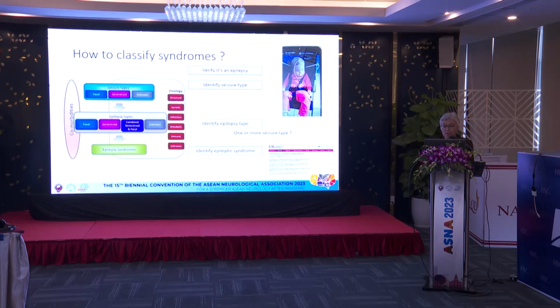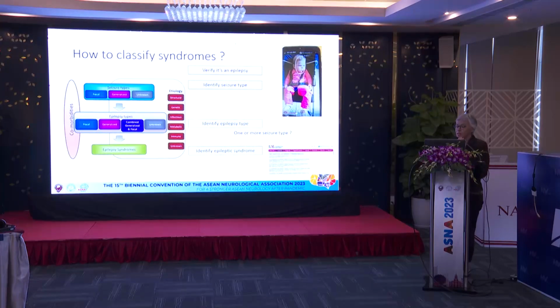So the first thing to classify an epileptic syndrome is to make sure it's epilepsy, because you always have this differential diagnosis with non-epileptic phenomena. And then you need to identify the seizure type, then the epilepsy type, to go to the epileptic syndrome.